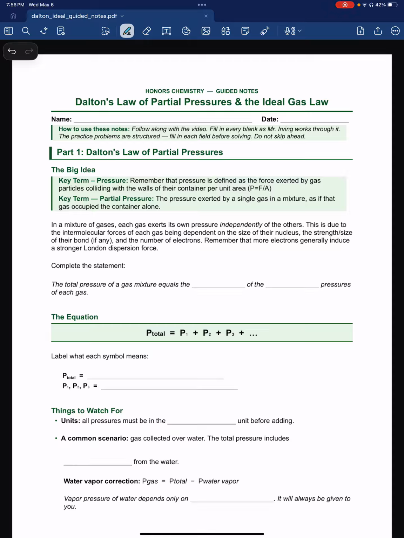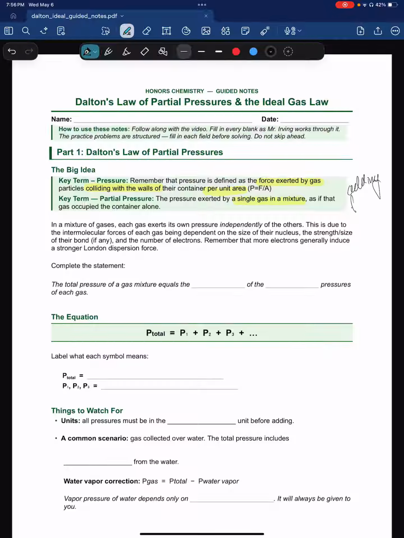So first, I want us to remember a couple of terms here. The first is pressure. Remember that pressure is defined as the force exerted by a gas as it collides with the walls of the container per unit area. Okay. In this case, the partial pressure is going to be the pressure exerted by a single gas in a mixture as if that gas occupied the container alone. And so what we're doing here is we are adding forces together.